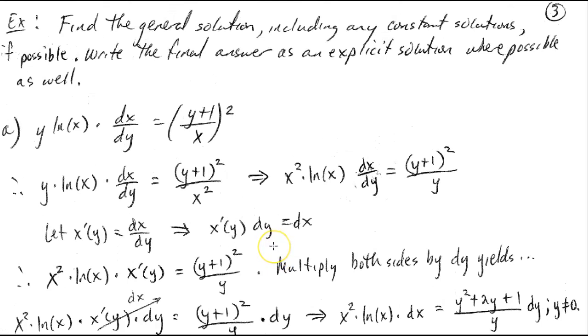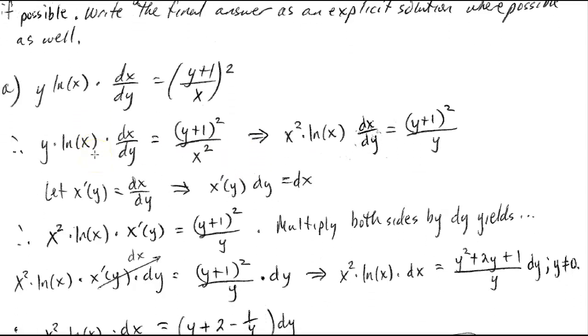All right, so for our first example here, and this will be the instructions for most of the examples that we do, we want to find a general solution, including any constant solutions, if possible, for this differential equation. We also want to write our final answer as an explicit solution where possible, meaning an explicit solution of x. Okay. Now, for this first example here, you see I've already worked it out, and part of the reason I've done that is to show you the formal way that we solve these. I'm actually going to do it the informal way too, so that you see the difference.